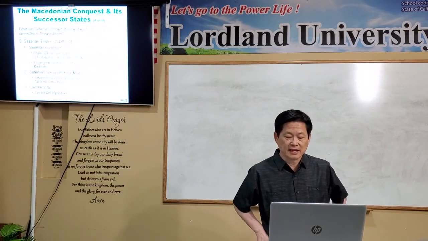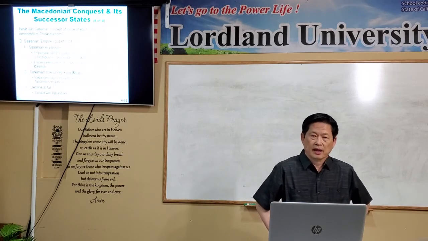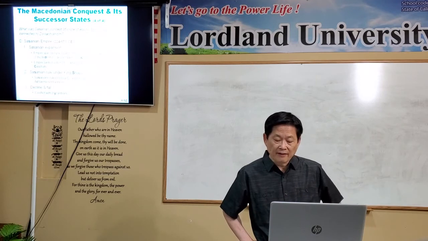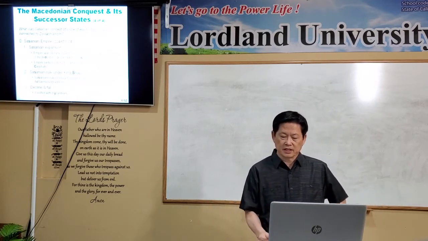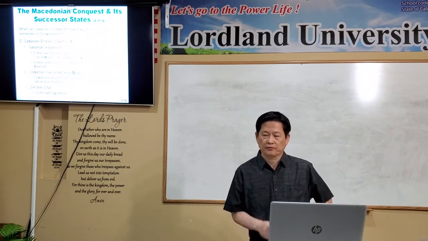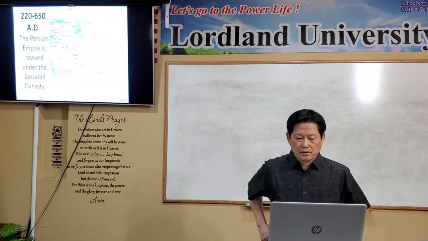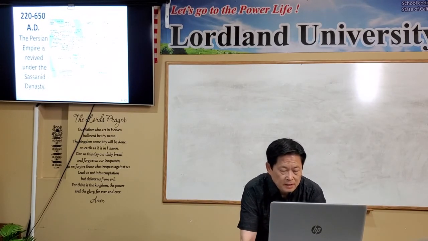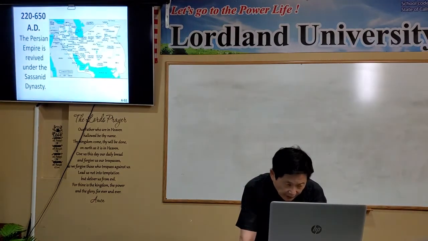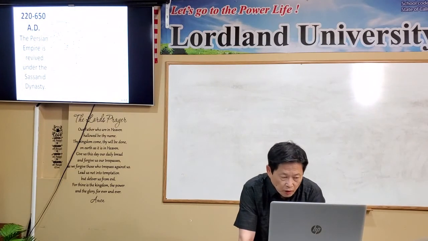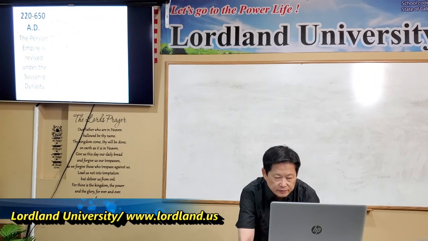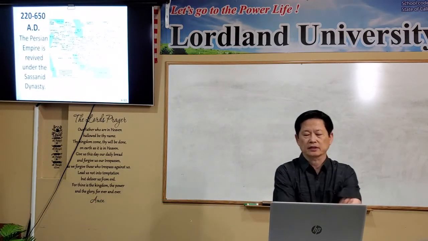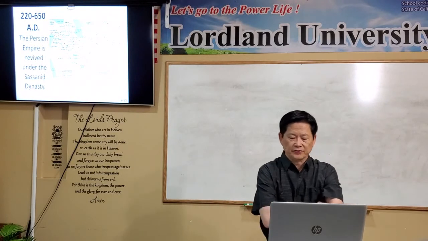Decline and fall of the Sasanian Empire. The Sasanian Empire had a lot of conflict with the Byzantine Empire. This conflict with Byzantium caused the Sasanian Empire to fall. This map shows the area of the Sasanian Empire. Under the Sasanian dynasty, the Persian Empire was revived, from 222 to 650 Common Era.